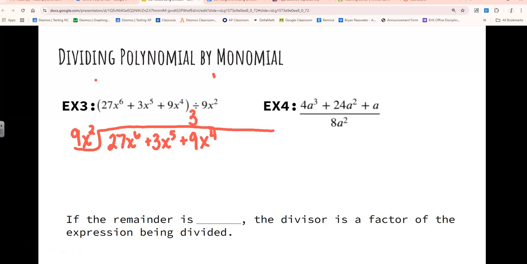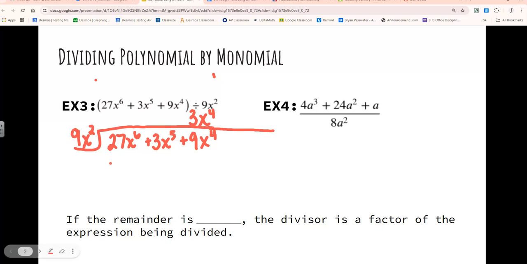And then I had 6 x's, I took 2 away, so that's going to be x to the 4th right there. And I wrote it over here because I'm writing it over top of the term that has 4 x's there. So that's my division part. I need to multiply now. So 3x to the 4th times 9x squared.